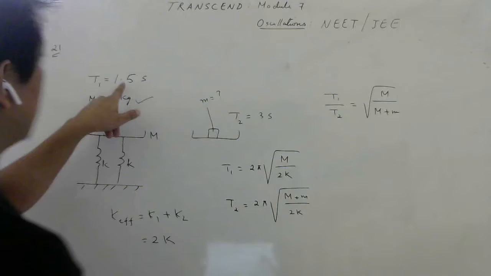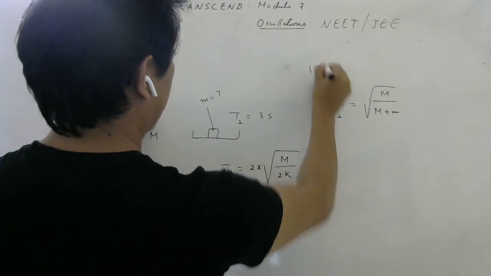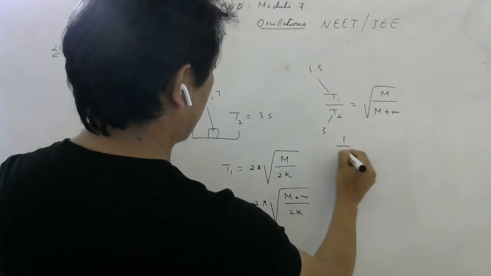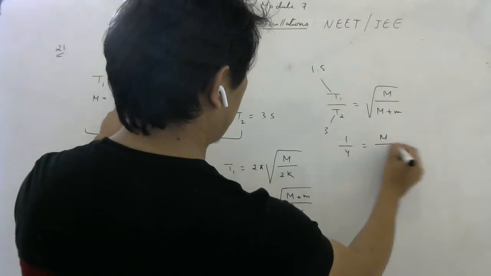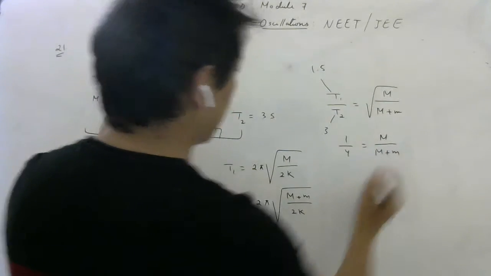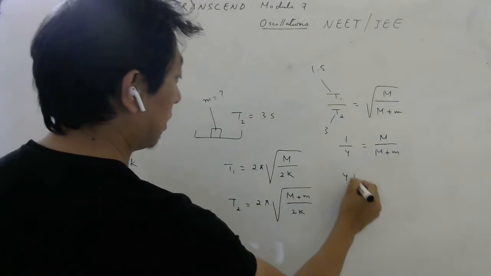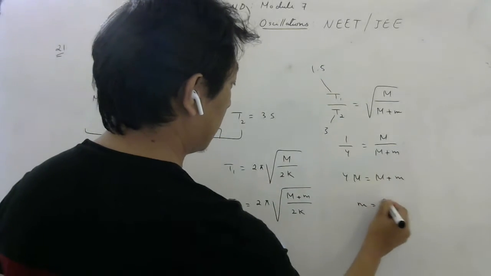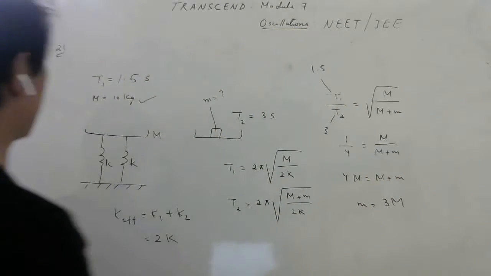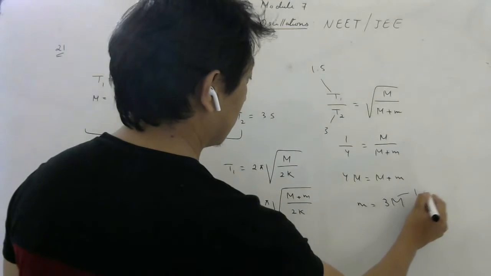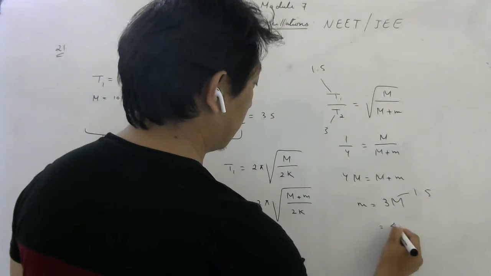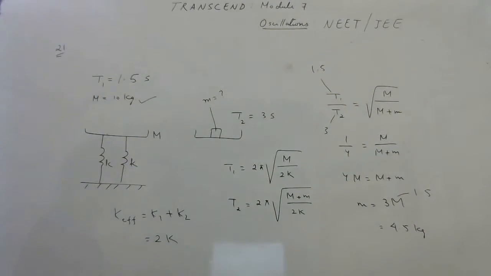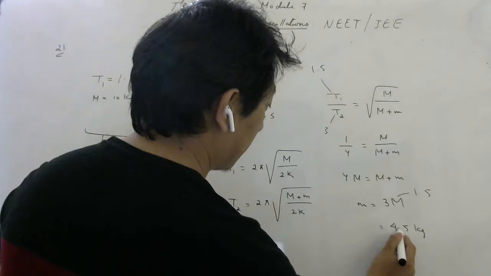Now T1 is 1.5 and T2 is 3, so the ratio will be 1 by 2. If you square it, it will become 1 by 4 equals M by M plus small m. Cross multiply and solve, so 4M will be M plus small m, so small m will be 3 times capital M. Capital M was 1.5, so 1.5 into 3 will be 4.5 kg. So it is a straightforward question, nothing much to worry. 4.5.